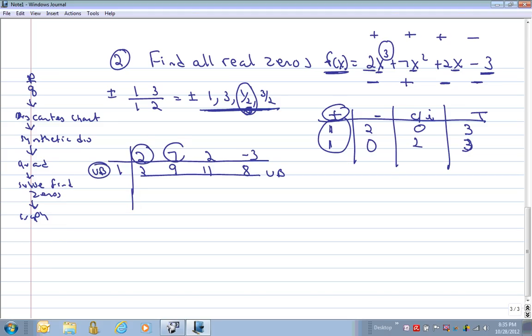Since 1 did not give us a 0, it did give us a point, though, at (1, 8), and that'll help us in a minute when we decide to graph. And remember, this is the y-intercept, (0, -3).